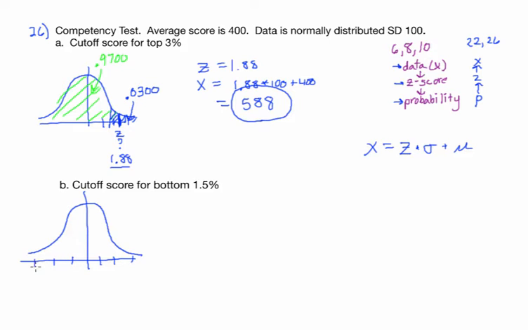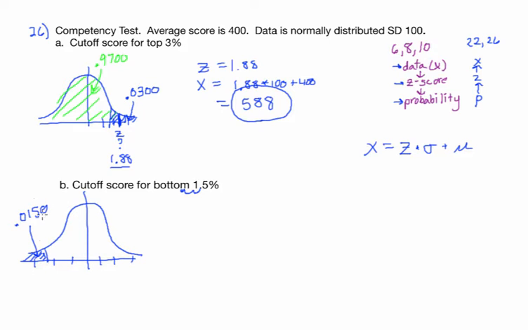Here's our bell curve. Bottom 1.5%. Somewhere down in here, probably. This will be 1.5%. Probably the trickiest part of this problem is making that 1.5% into a decimal. You have to move your decimal place 2 places. So that'll be 0.0150.